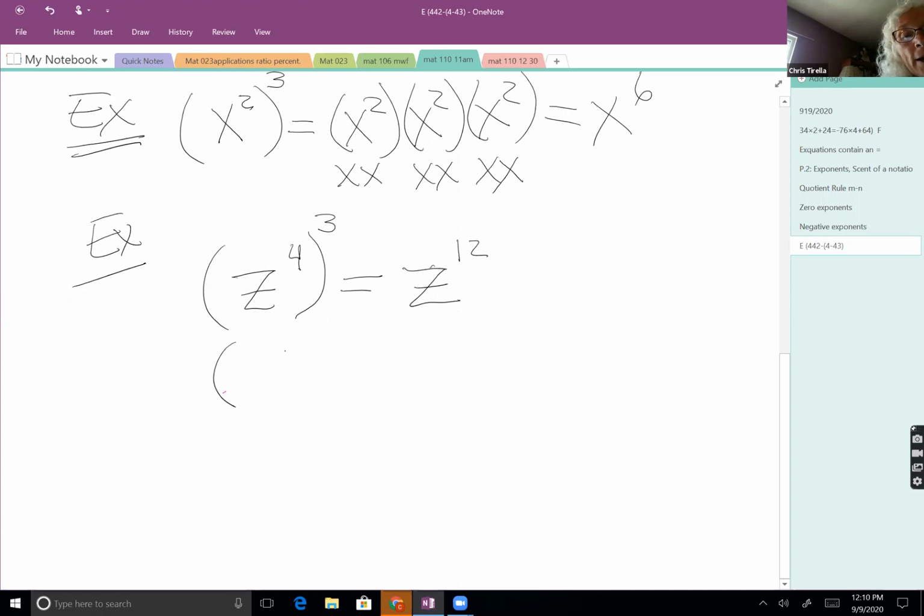What if I have x to the negative second to the 5th power? When I raise a power to a power, no matter what the sign is, I'm going to multiply those exponents. -2 times 5 is -10. And then because I have that negative exponent, I need to change to a fraction, and the exponent becomes positive in the denominator.